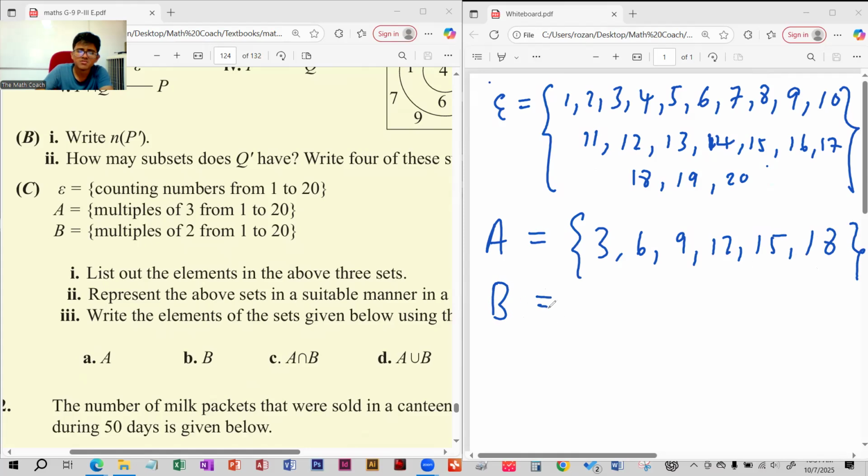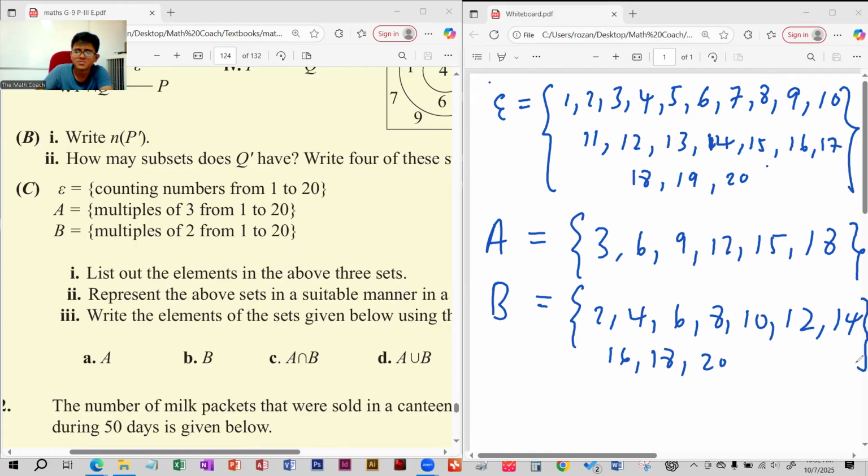B is going to be: write the multiples of 2 from 1 to 20. 2, 4, 6, 8, 10, 12, 14, 16, 18, 20. Okay, but now what are they asking us? They're asking us to represent the above sets in a suitable manner in a Venn diagram. How do we do that now? Let's see.